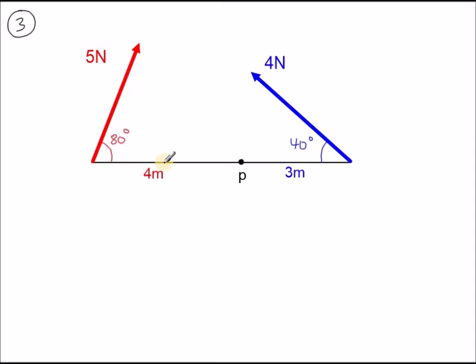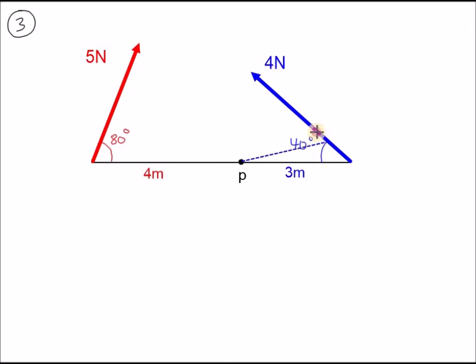Now we can take moments at any point we like on this rod, but we're going to choose this point, point P. We're given the forces, but the distances to these forces are not the perpendicular distances. There isn't a right angle here, there is not a right angle here. So we have to work out the perpendicular distance between point P and each force.